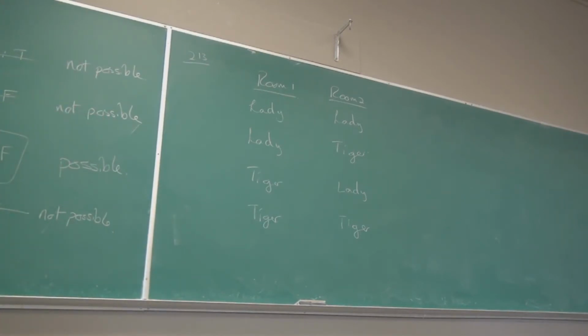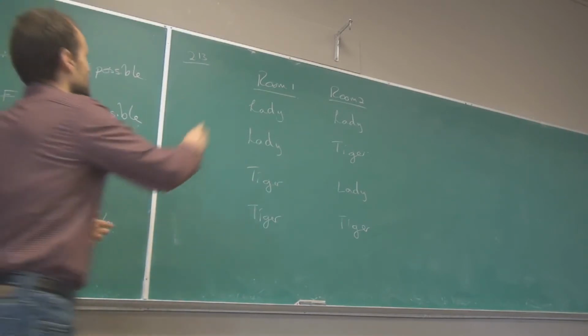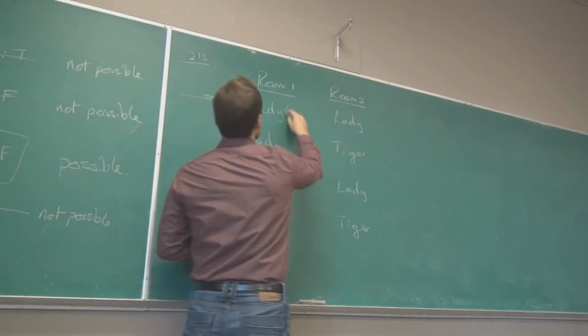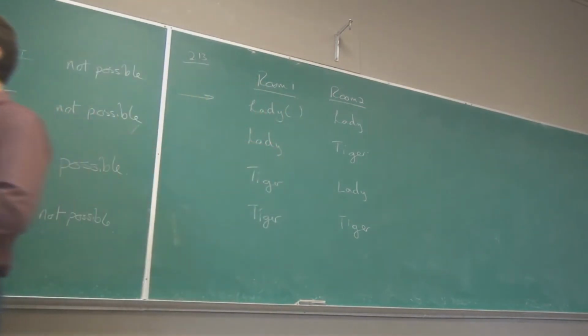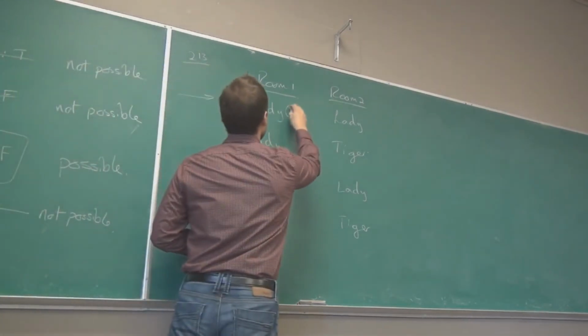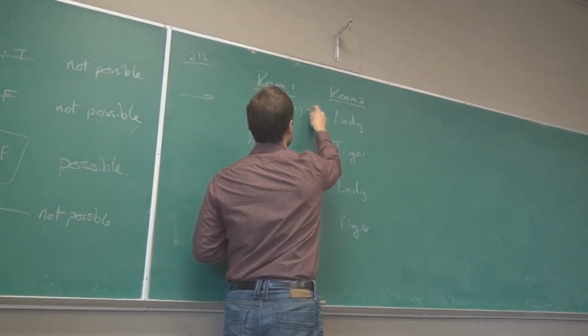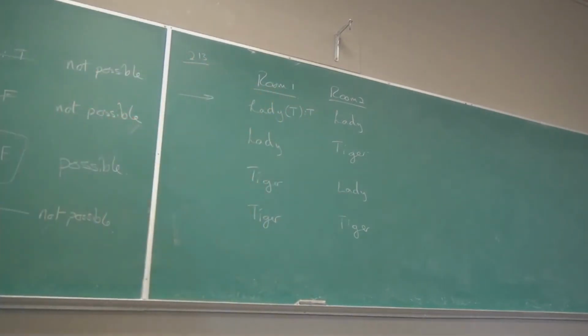Okay, so yes, the signs are saying different things, but the setup is the same, the rules are the same. So I'm looking at the first scenario, lady, lady. If there's a lady in room 1, what should the sign be according to the king? True. Now let's see what it actually is in that scenario. At least one room contains a lady. True or false? True. So everything so far is matching up with what the king is saying.